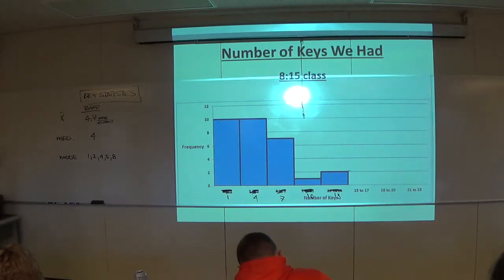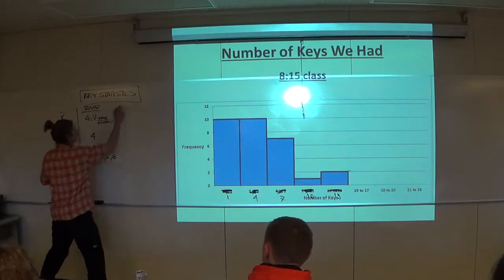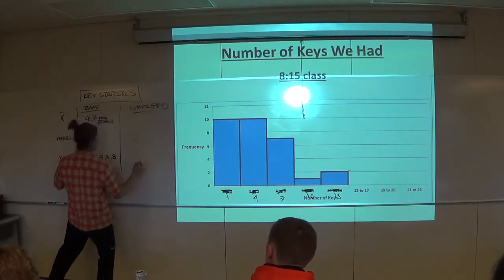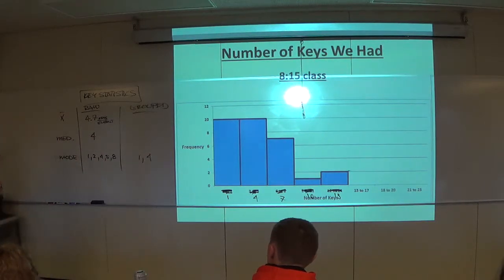Now this is not as precise, is it? It's not as precise at all. As a matter of fact, what are our new modes? Our new modes from the grouped data are only 1 and 4, which means we lost the 8 and the 5 and the 2. Well, that's okay. It's okay to lose the 8 and the 5 and the 2. That's going to happen at some time with grouped data.